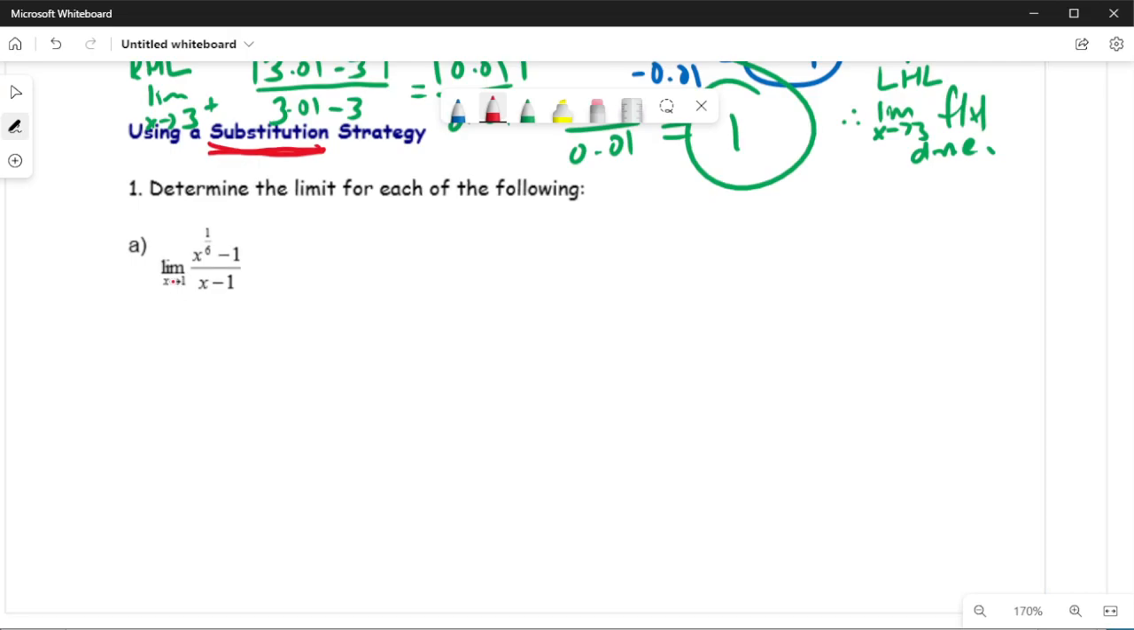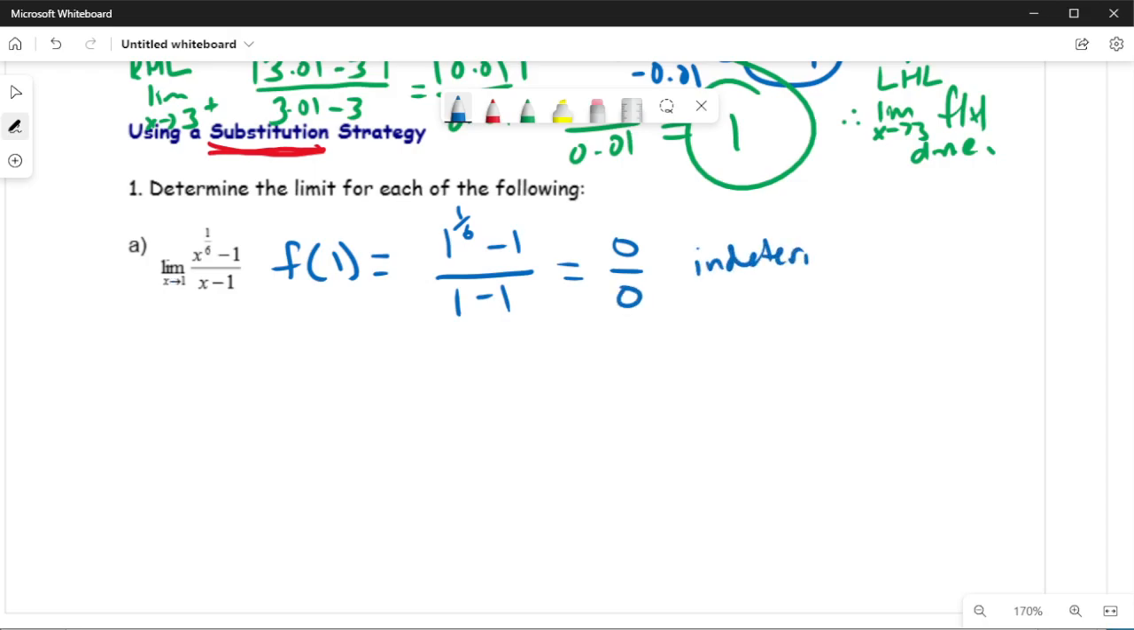So when I say a substitution strategy, what are we supposed to do? Looking at this one, clearly, if I were to attempt to plug in 1, which is, remember, always a good first step to try, we have 1 to the power of 1/6 take away 1 over 1 take away 1, which of course is 0 over 0, and 0 over 0 is indeterminate. It means I probably do have an answer, but I don't know what it is. I need to try to do some more work to solve it.